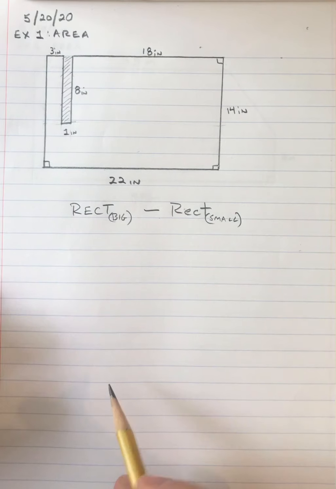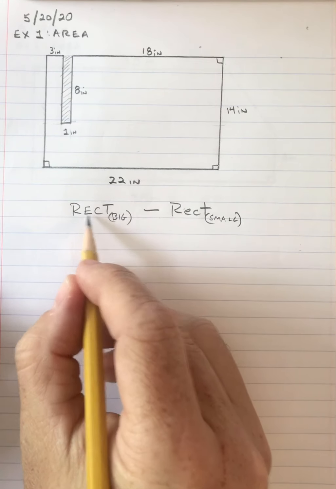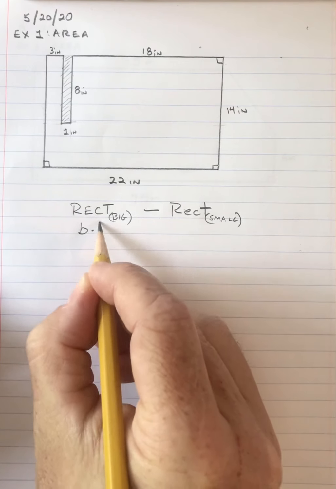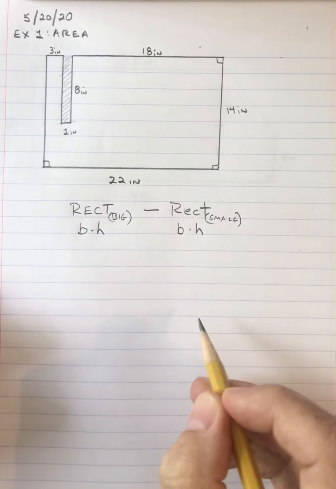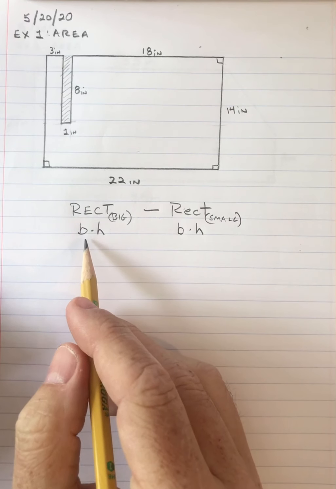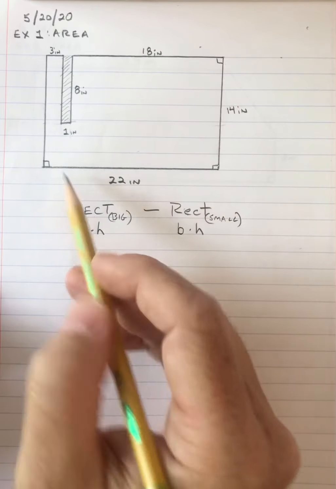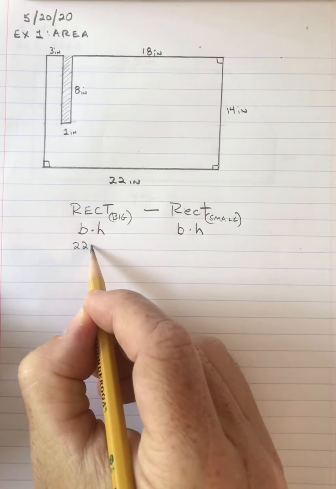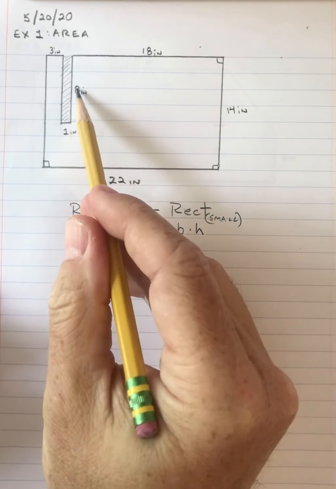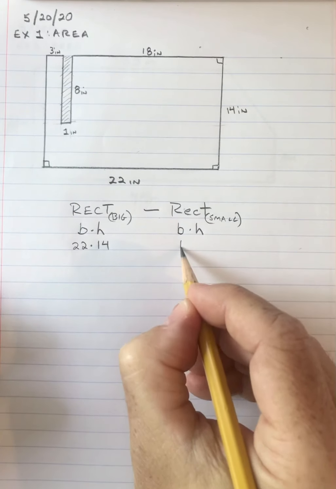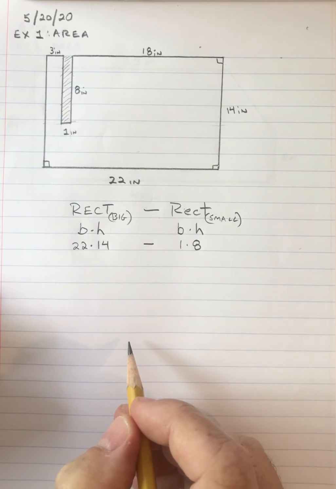All right, so we're going to do the same thing we did before. My formula for a rectangle is base times height, and my formula for a small rectangle is still base times height. The big rectangle is 22 and 14, so I'm going to substitute that in there, 22 and 14. And my small rectangle is 1 and 8. And I'm just going to subtract the 2.